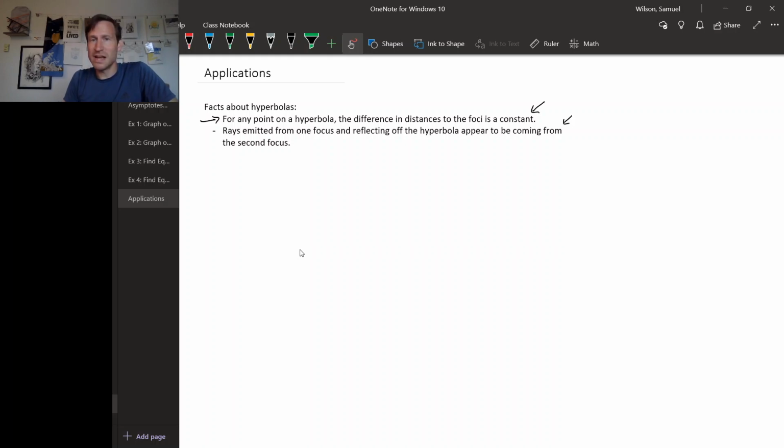This property is pretty useful in situations where you need to perform some navigation. The GPS system actually uses this idea with some adjustments for factors coming from special relativity. But even before the GPS system, there was an ocean navigation system called LORAN that used the same idea. So suppose you need to figure out exactly where you're located. The open circle here is going to be our location.